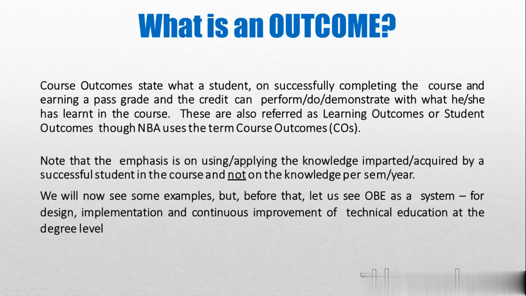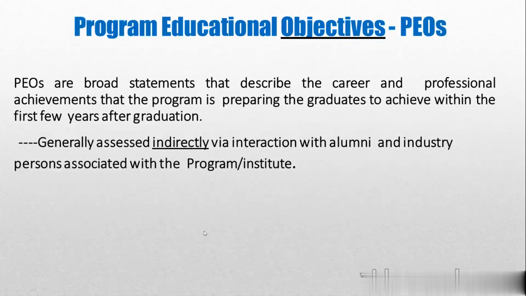Now let us see the example of these course outcomes. And before that, let us define what program educational objectives are. There is a difference between program educational objectives and course outcomes. Program educational objectives are broad statements that describe the career and professional achievement that a program is preparing the graduate to achieve within the first few years after graduation. A course outcome is related to that particular subject, and at the end of the semester, that course outcome is assessed for its attainment.